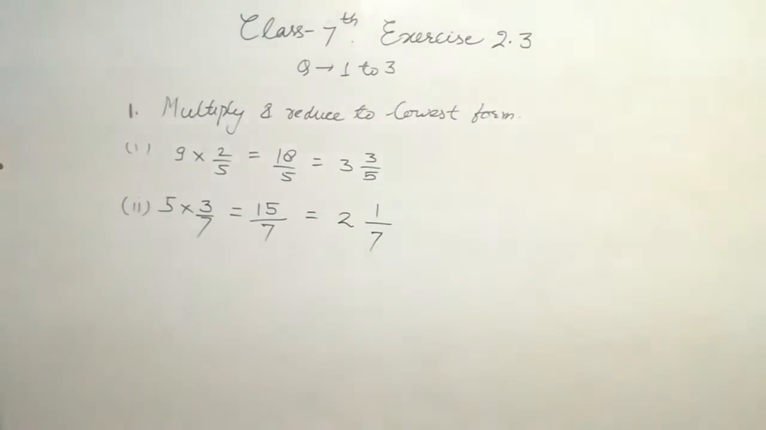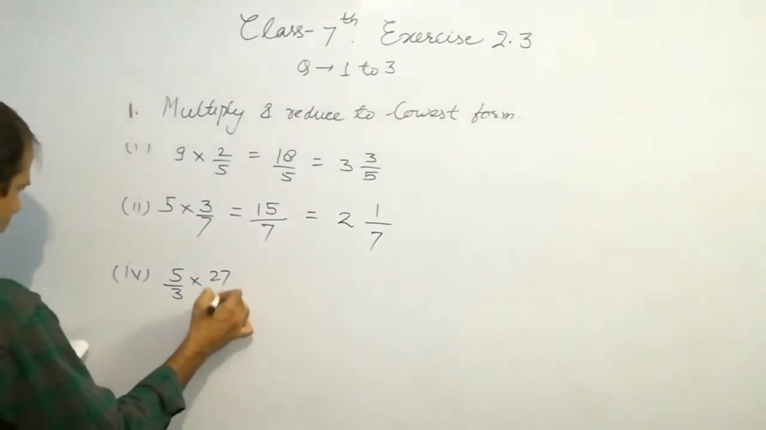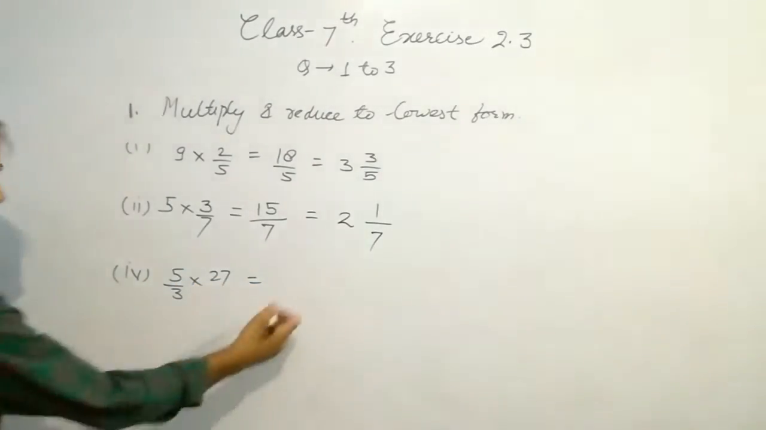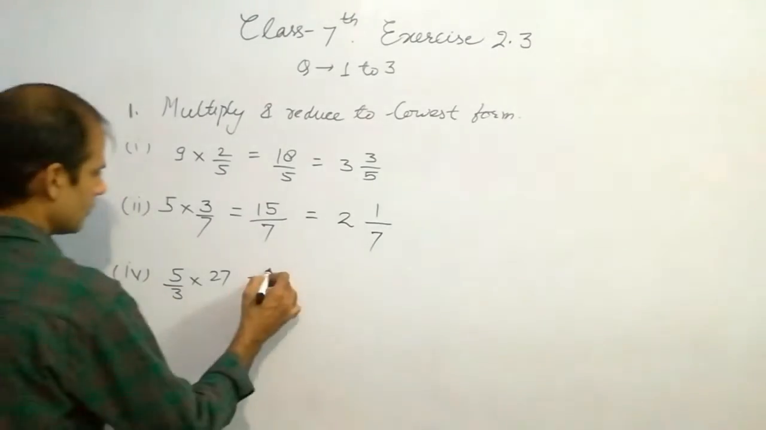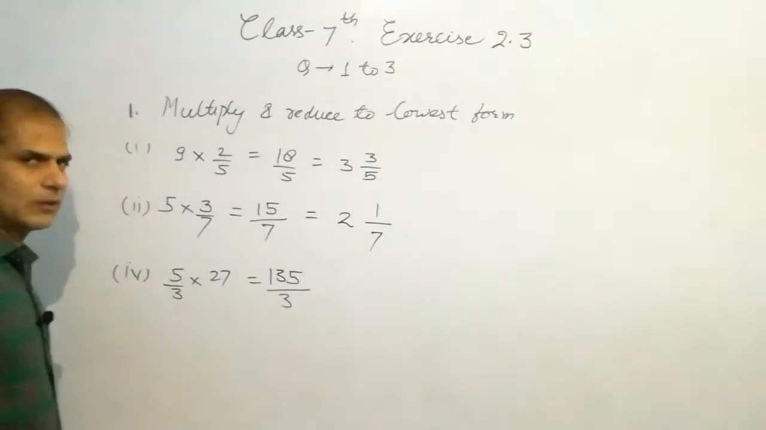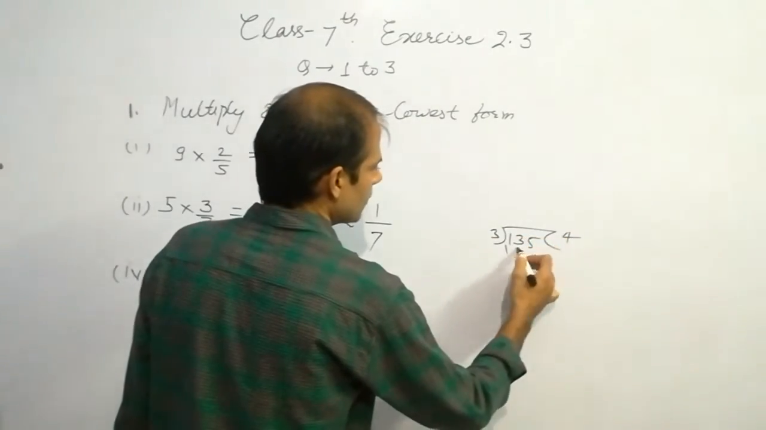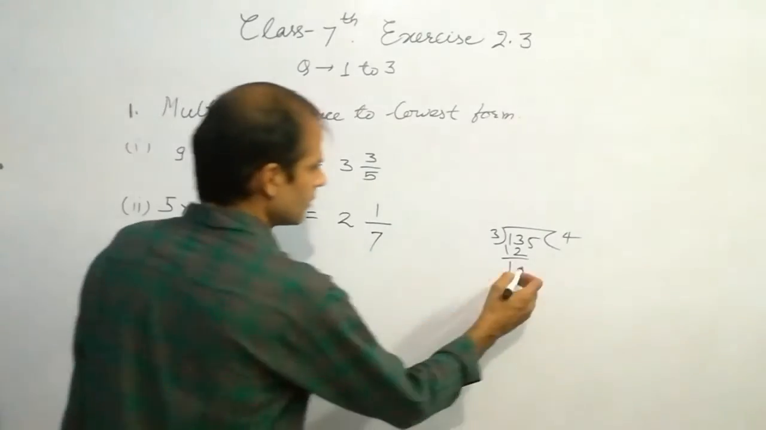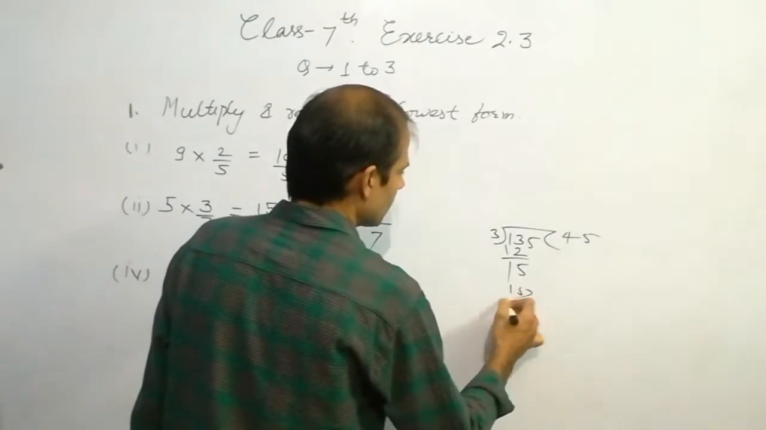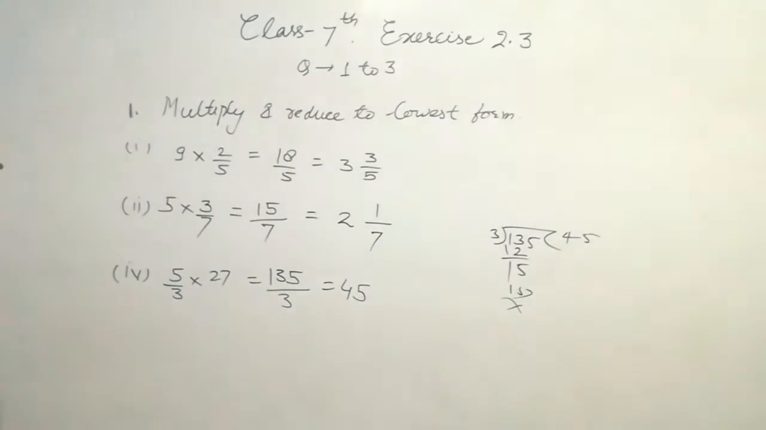Okay, and I solve fourth part. So it is 5 upon 3 into 27. Now multiply. So 27 5s are 135 upon 3. Okay, and divide 135 by 3. So here 135 by 3. 3 4s are 12. 1 remainder, 15. 3 5s are 15. So the answer is 45. Okay, the answer of fourth part is 45.